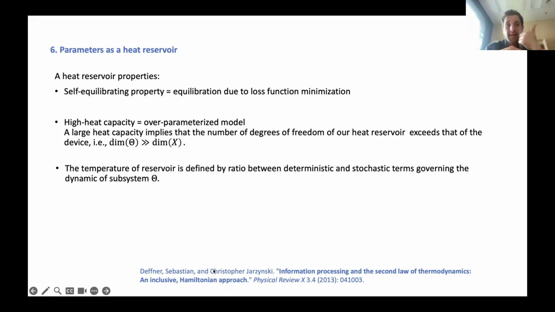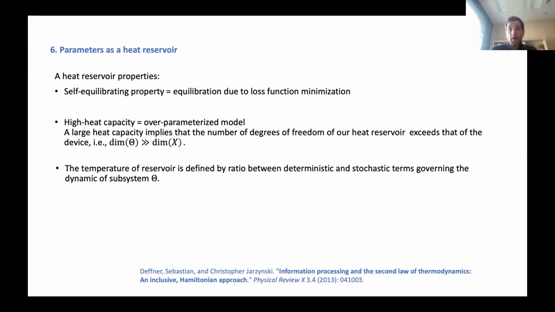The first criterion is that your reservoir should have a self-equilibrium property. It means that no one should tell your reservoir what the equilibrium point is. The reservoir itself should have this property to go to its thermal equilibrium. And the parameters naturally have this because you are minimizing the loss function, and you can look at the loss function as a potential function. So it naturally drives your theta subsystem to the equilibrium point.